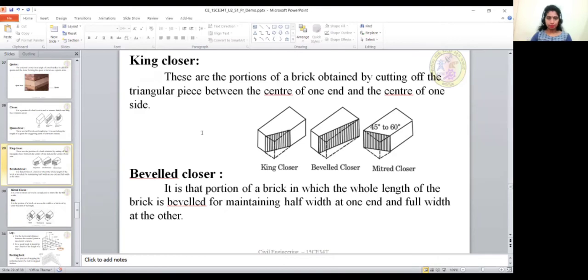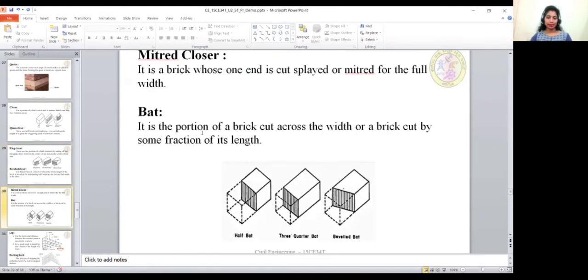Next, let's move further. Bat. See, bat is nothing but the portion of a brick cut across the width, or a brick cut by some fraction of its length, then it is known as bat. In this picture you are observing, a brick cut width wise. If it is cut length wise, it is called closure, and if the brick is cut width wise, then it is known as bat, brick bat.